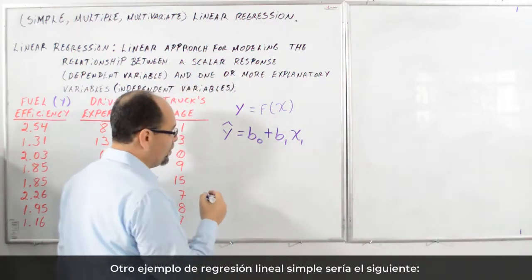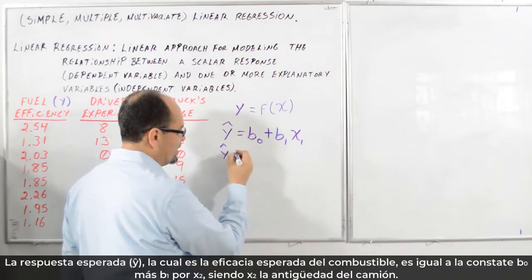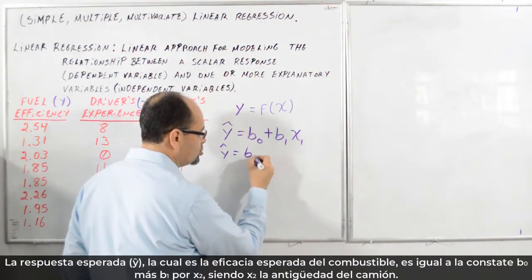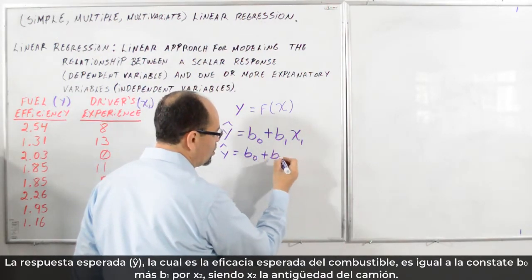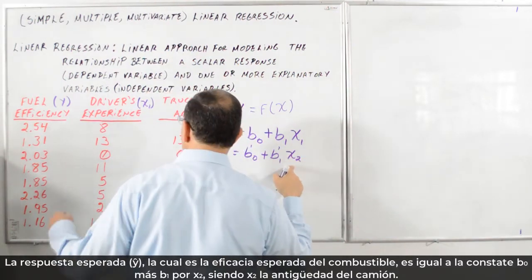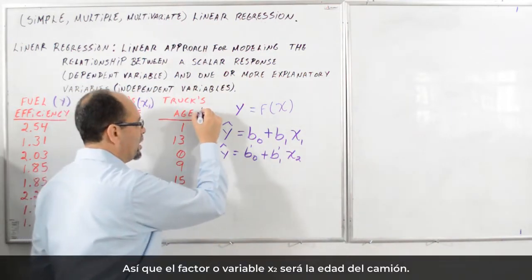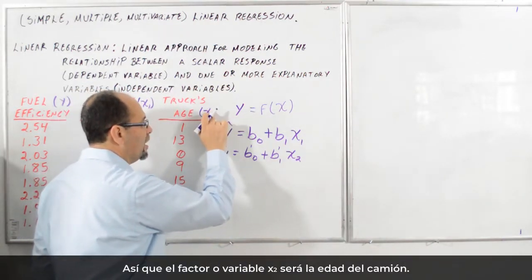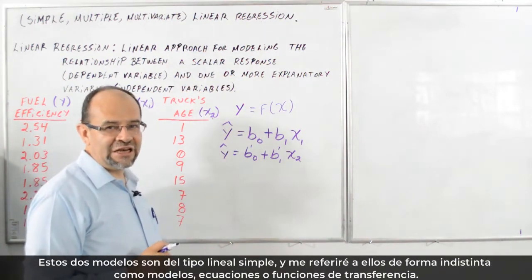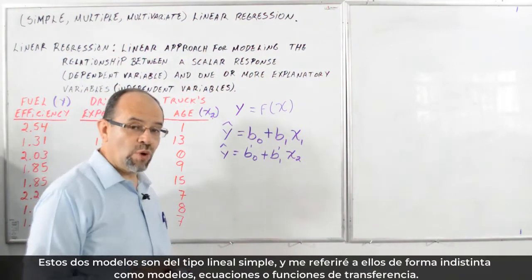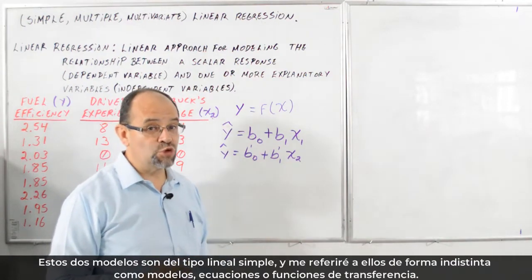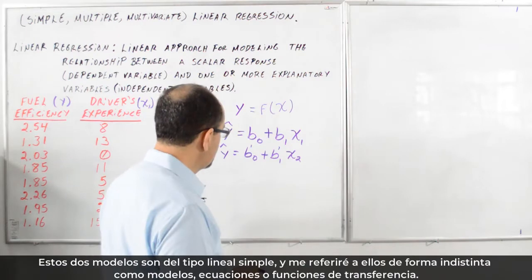Another example of simple linear regression would be that the expected response, which is the expected fuel efficiency, is equal to the constant V0 plus V1 x2. And x2 will be the truck's age. So I can call this factor x2, which will be the truck's age. Both of them will be simple linear models. By the way, I will call them model, equation, or transfer function. Sometimes I will call them transfer functions.